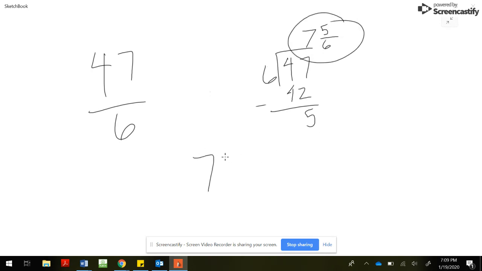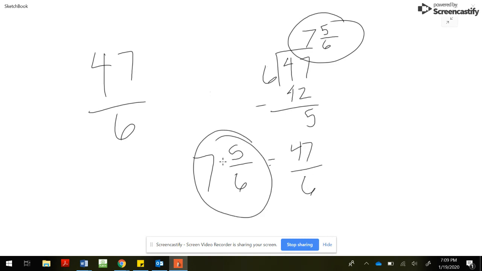Easy way to check it. Convert it back. 7 times 6 is 42. 42 plus 5 is 47. That's the answer I originally got. So 7 and 5/6 will work.